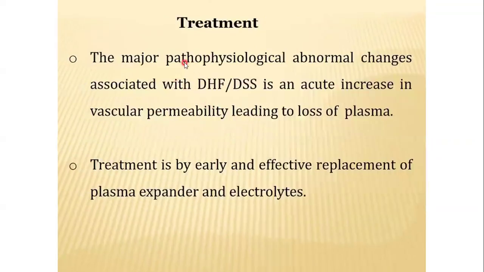Okay. For treatment, the major pathophysiological abnormal change associated with dengue hemorrhagic fever or dengue shock syndrome is an acute increase in vascular permeability leading to loss of plasma, as I had explained in the pathophysiology. Treatment is by early and effective replacement of plasma expander and electrolytes. You're losing a lot of blood, so you have to replace this blood.